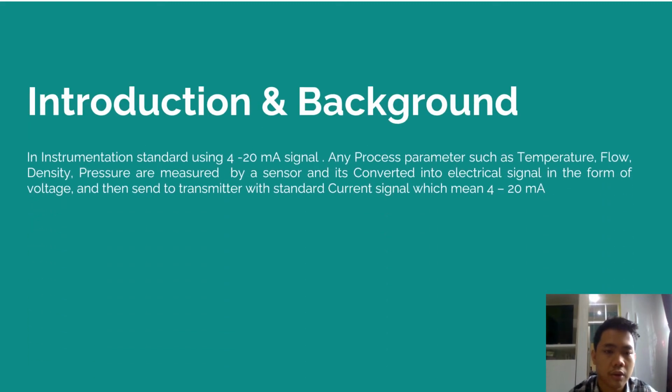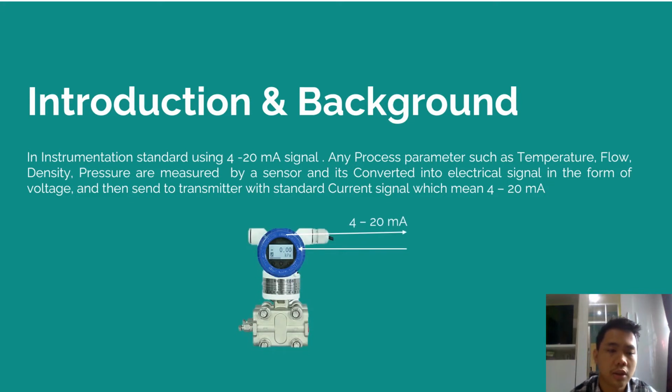And then we're going to the introduction and background. In the instrumentation standard, we're using a 4 to 20 mA signal. Any process parameters such as temperature, flow, density, pressure are measured by a sensor and converted to an electrical signal in the form of voltage, and then sent to the transmitter with a standard current signal, which means 4 to 20 mA. As you can see in the figure, the transmitter outputs a 4 to 20 mA signal.